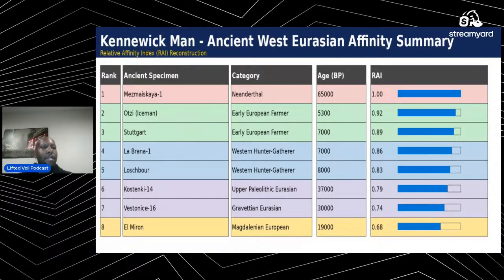Okay. What's also important is the West Eurasian affinity summary, with Mezmaiskaya being first in terms of affinity with Kennewick Man. You got the Aussie, Stuttgart, the Loschbour, Kostenki 14, the Vestonice, and the El Mirón.